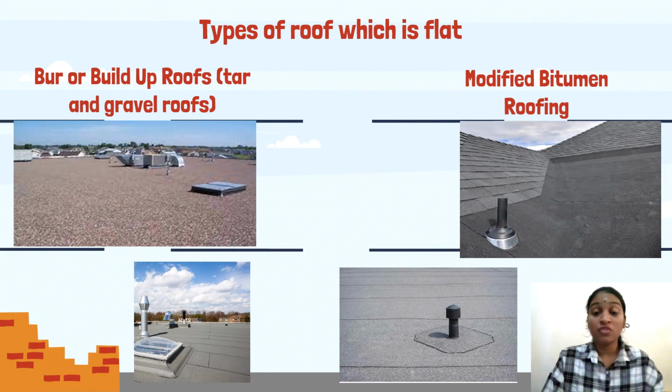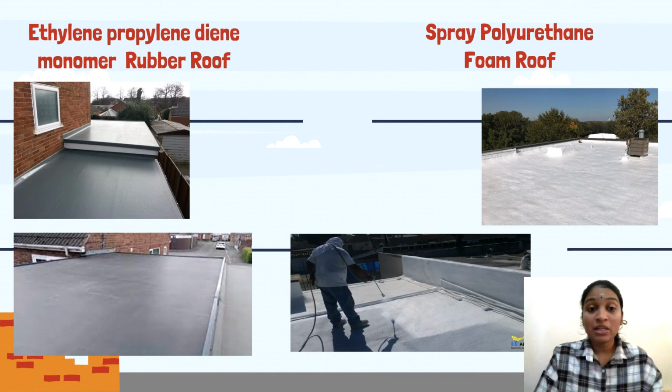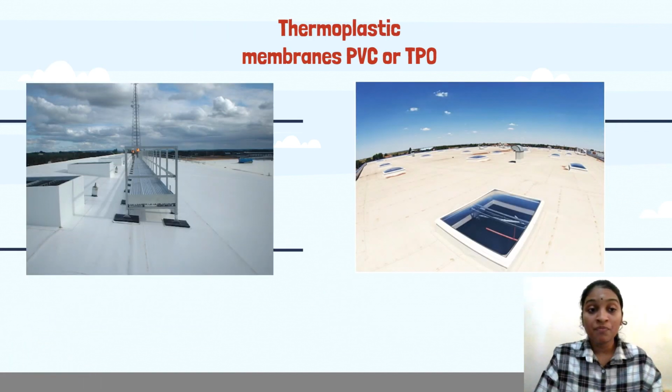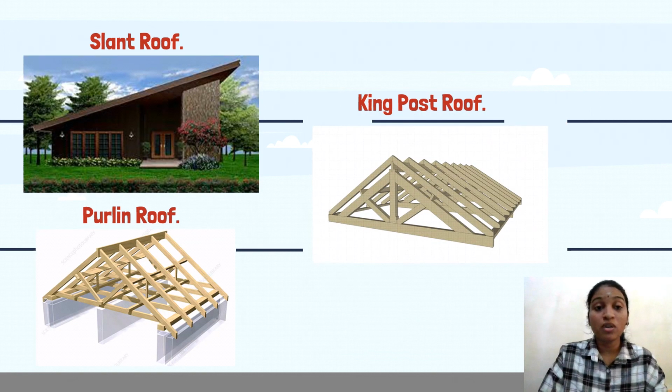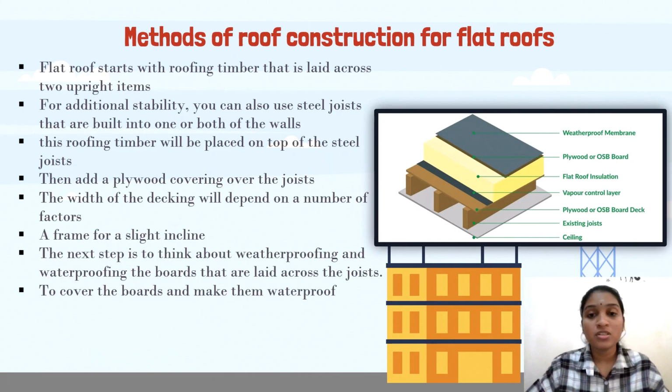Types of roof, which is flat: built-up roofs, modified bitumen roofing, ethylene propylene diene monomer (EPDM) rubber roof, spray polyurethane foam roof, thermoplastic membranes, PVC or TPO. Types of pitched roofs: double pitch roof, collar beam roof, couple closed roof, slant roof, purlin roof, king post roof. Methods of roof construction for flat roofs.